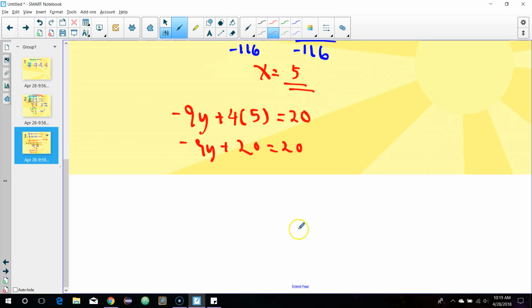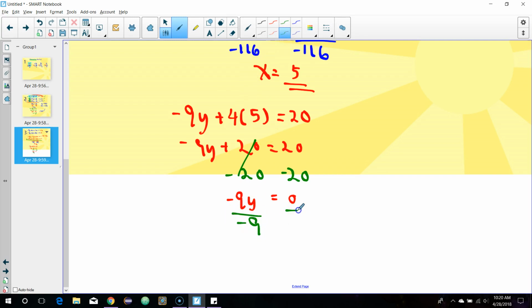Okay. And then I want to subtract this. Those processes are always the same. I want to keep the y over here, so I'm going to remove this 20. Moving this positive 20 is going to be the opposite of adding. That disappears. 20 minus 20 is 0. Negative 9 times something is 0. That basically forces it to be 0, but if you still have to go through this step, do this step. So y is equal to 0.